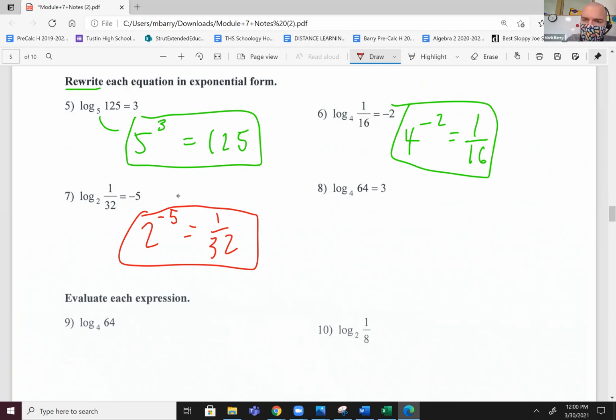All right, and then last one here. So my base of my exponent is going to be 4. The new partner is 3, so 4 to the power of 3 equals 64. There we go.